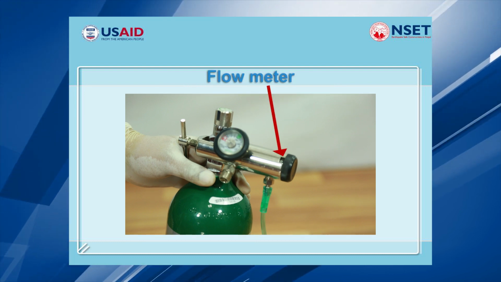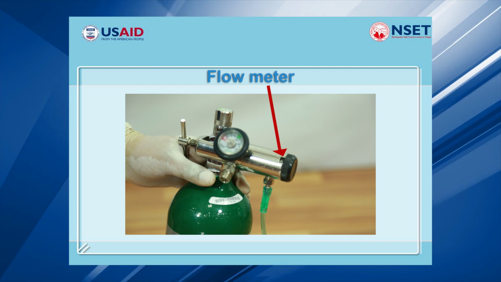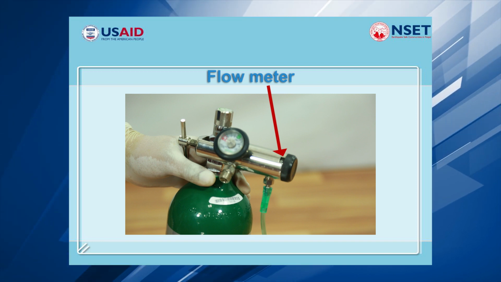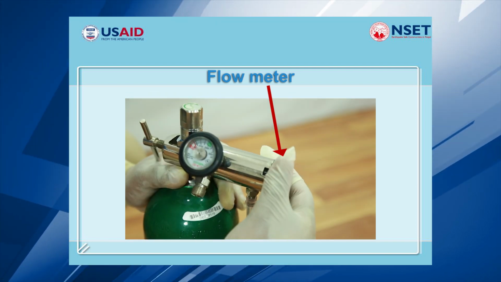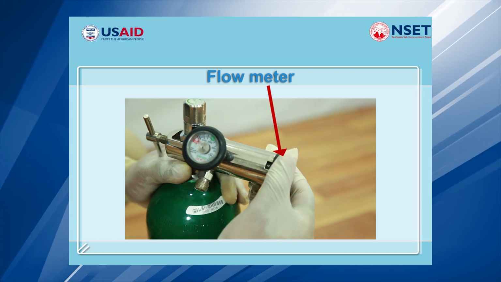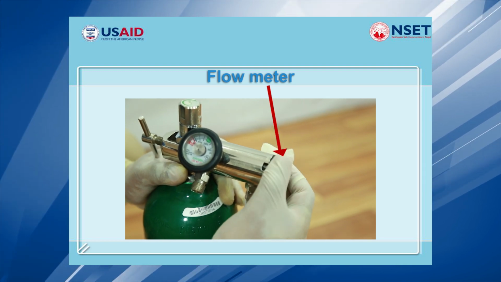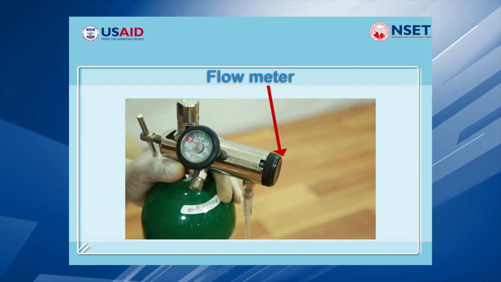Oxygen is considered a medication. Therefore, the flow meter is carefully used. It controls the flow of oxygen, which is usually administered at between 2 and 20 liters per minute.